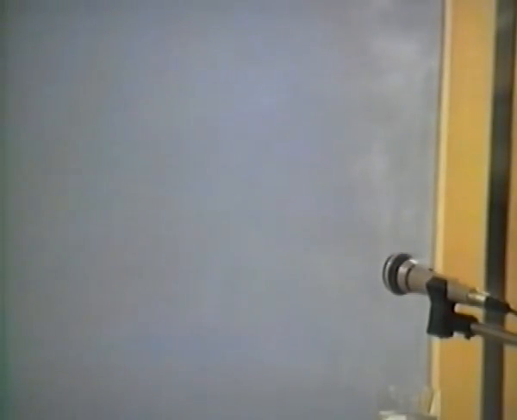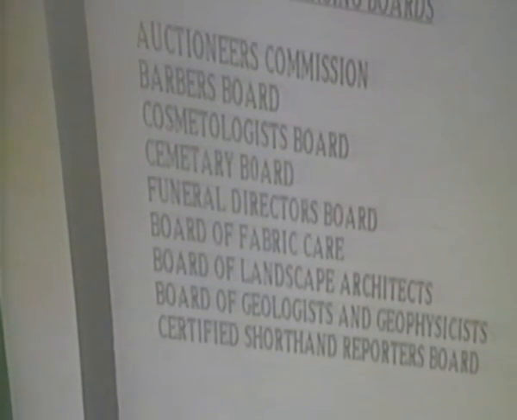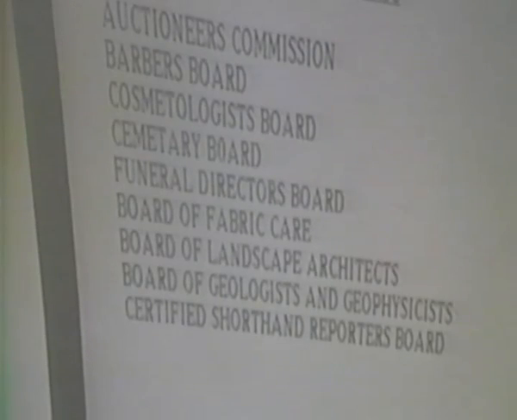In the state of California, there are over 40 licensing boards that regulate various occupations. Some existing licensing boards: the Auctioneers Commission, the Barbers Board, the Cosmetologists Board, the Cemetery Board, the Funeral Directors Board, the Board of Fabric Care, that's for dry cleaners, the Board of Landscape Architects, the Board of Geologists and Geophysicists, the Certified Shorthand Reporters Board.